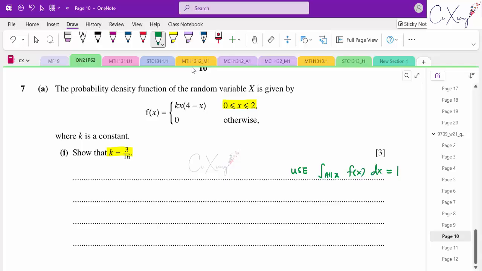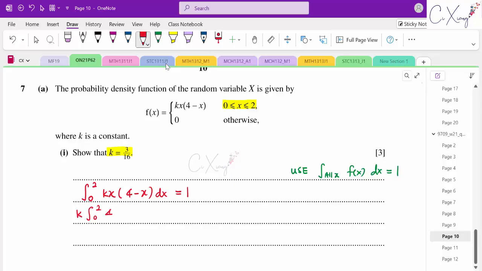This is very useful, especially when you want to find any constant in the function itself. You can have a look here: we have the constant k inside, so we are going to use this concept to find k. The integration for all x means I have to integrate the function from 0 until 2, because it is defined from 0 until 2. The function f(x) is this whole thing, and I let it equal 1 because I know the area under the whole graph is 1. Since k is a constant, I prefer to take it out.